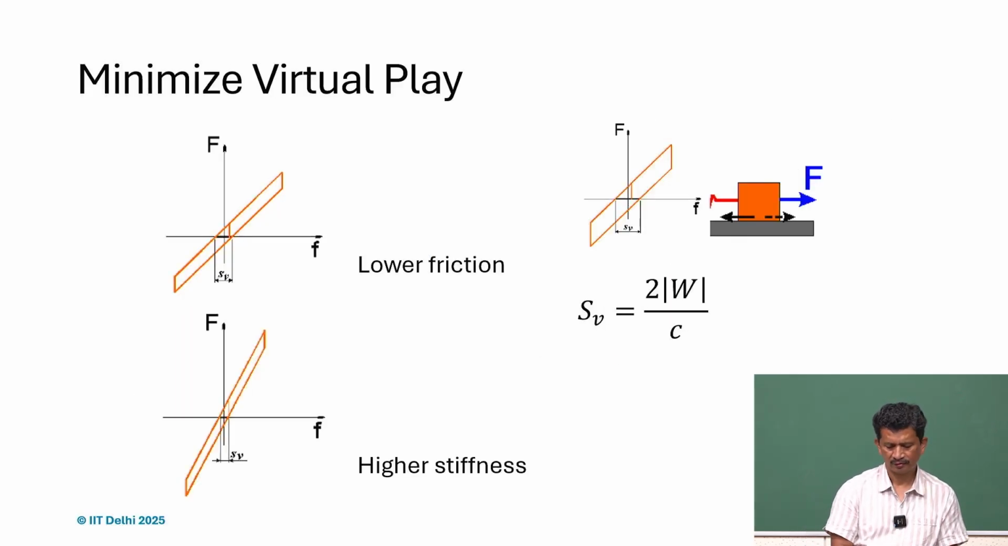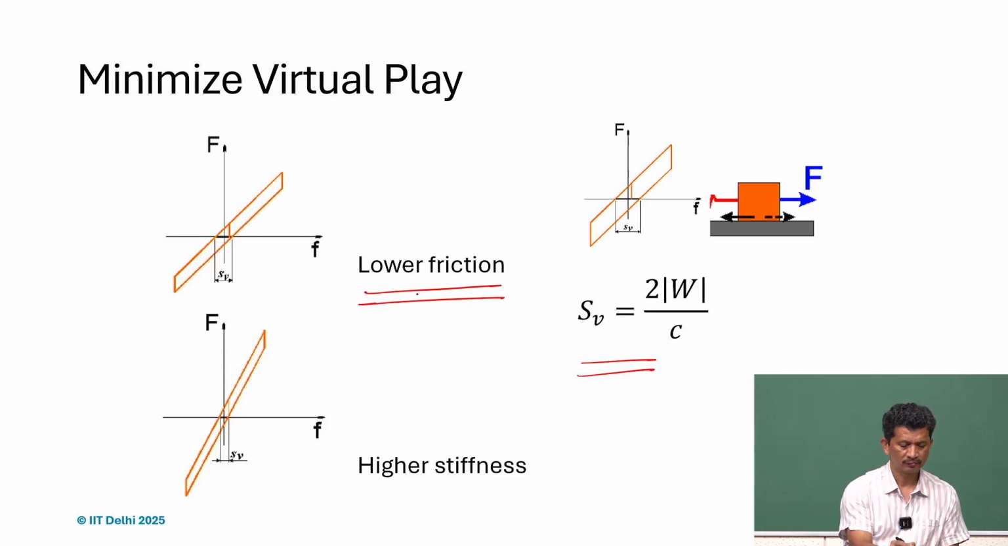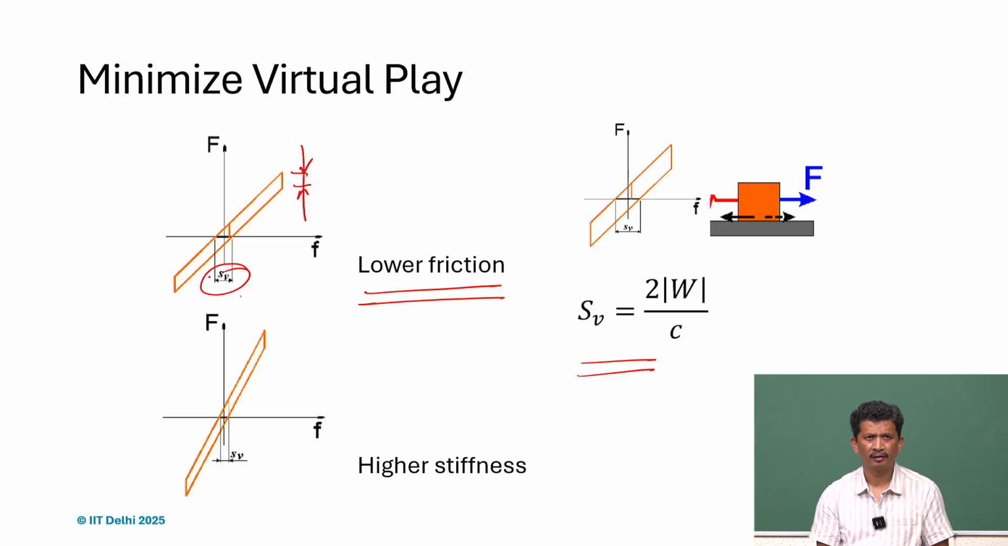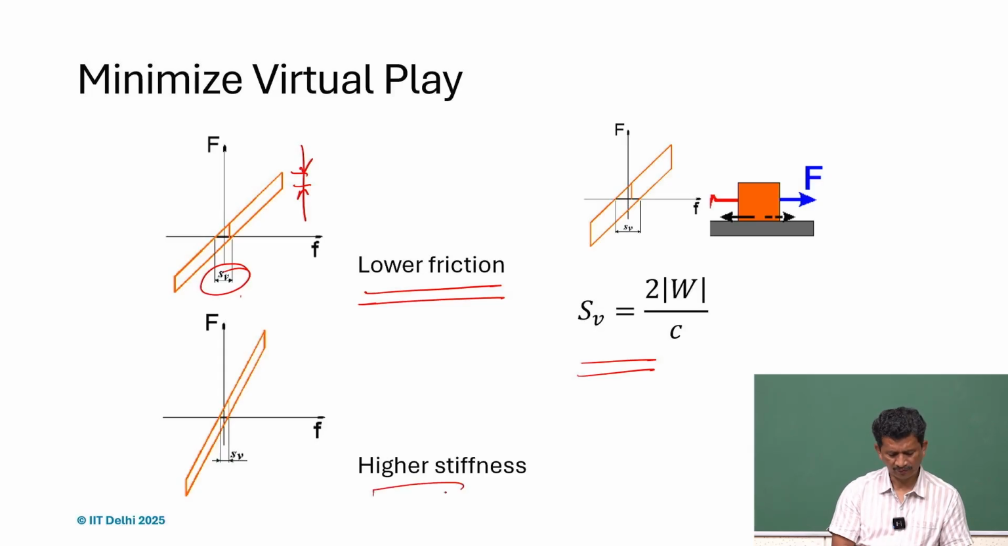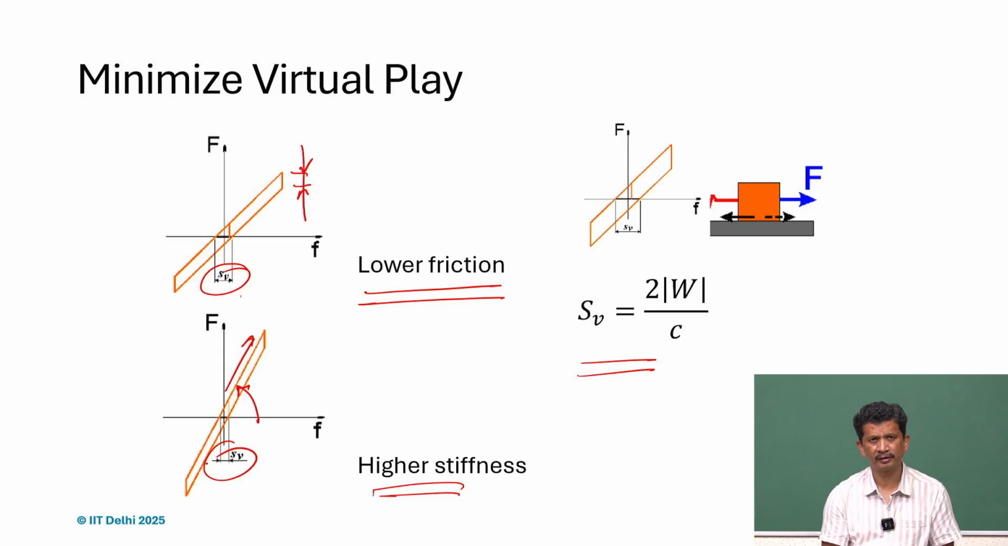And this is what it looks like. If we lower the friction, this value will get reduced, and therefore the associated SV, the virtual play, will also get reduced. If we have higher stiffness, the slope will increase, and because of that, this SV will also get reduced. So that's why we are looking for lower friction and higher stiffness.